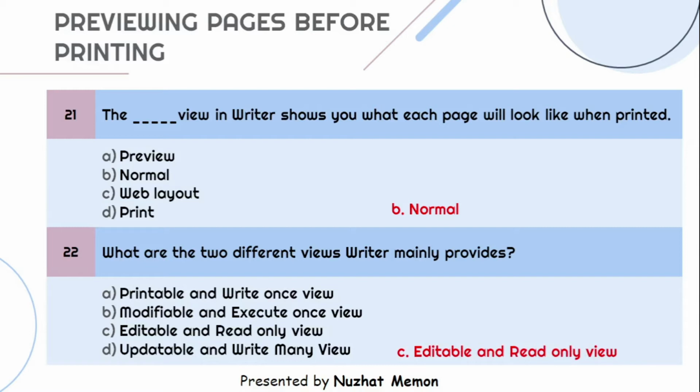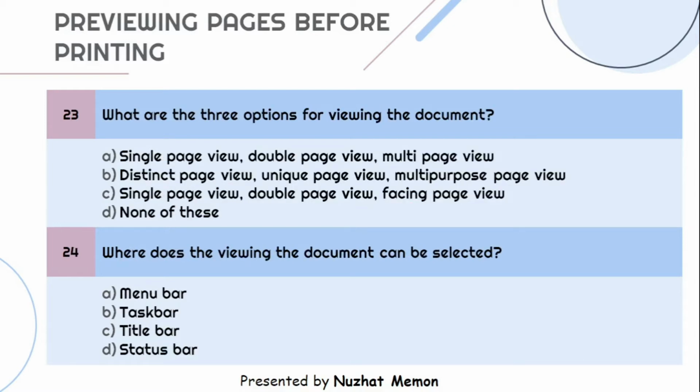Now what does editable mean? Editable means that you can modify or make changes in the document, and read only view means you can't make any changes. Next, what are the three options for viewing the document? It is single, double or facing page view. That means single page view, double page view and facing page view. Where can this viewing of the document be selected? It can be selected in the status bar.